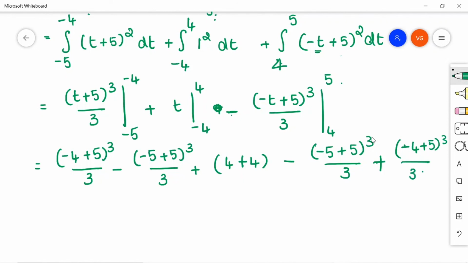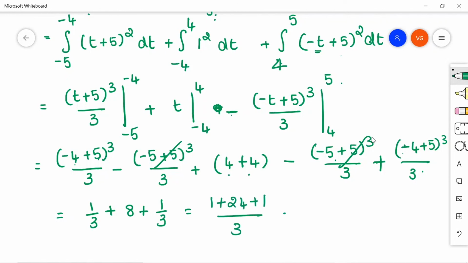So, check it out. This will get cancelled. Plus 5 and minus 5 here also. Now, it will be 5 minus 4, 1 whole cube divided by 3, 1 by 3. Plus 4 plus 4 is 8. Plus 5 minus 4 is 1, 1 cube divided by 3, that is 1 by 3. Take LCM 3 here. 1 plus 8 times 3 is 24, plus 1. So this is 26 by 3. So the answer here is 26 divided by 3.